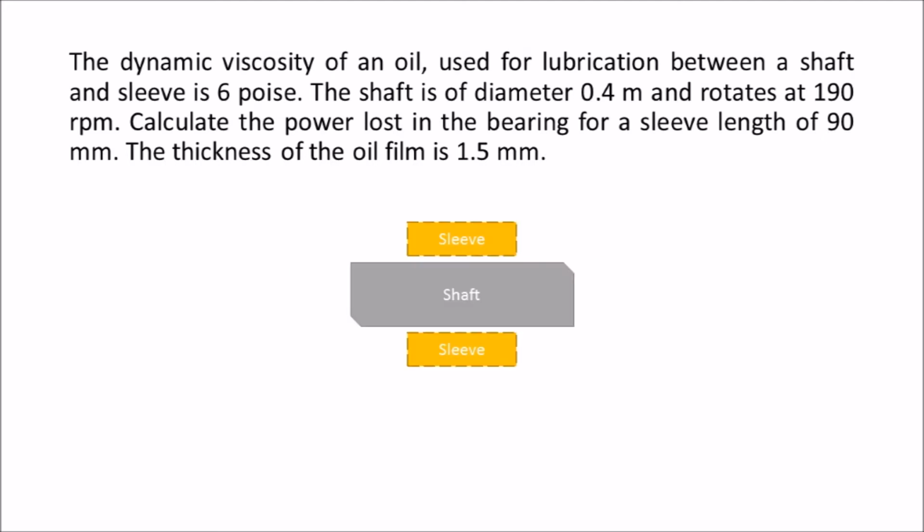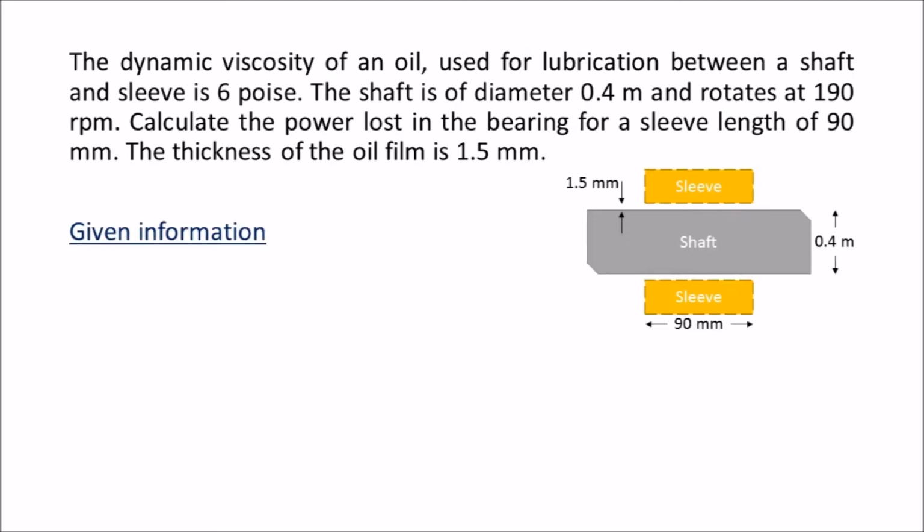So we have a shaft in the center of a sleeve with oil serving as lubricant in the open space between the two. From the problem statement, we know that the sleeve is 90 millimeters long, the shaft is 0.4 meters in diameter, and the distance between the sleeve and the shaft is 1.5 millimeters. Now that we can picture the setup, let's list all of the given information together.